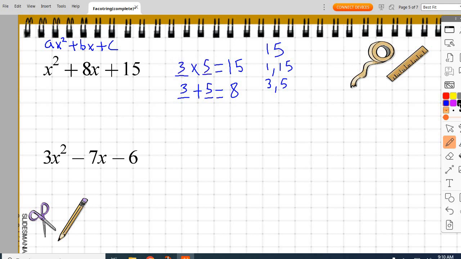Okay, and because my leading coefficient is 1, those are just my two numbers. So I get x plus 3 times x plus 5. Yay, we're done. We like those.